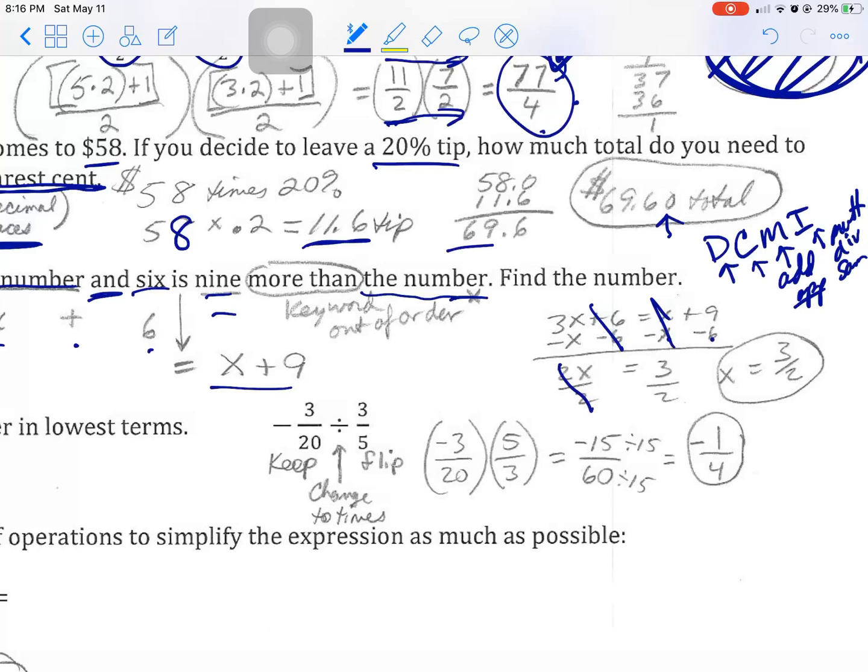Isolate the x by dividing by 2. Whatever we do to one side, we do the other side. So if I divide this side by 2, I divide that side by 2. So that gives me my 3 over 2. Okay.